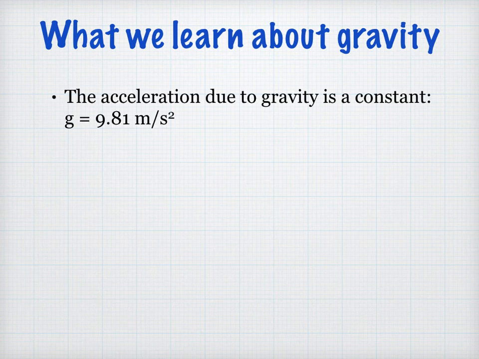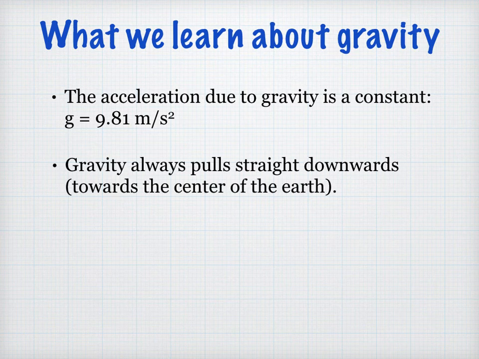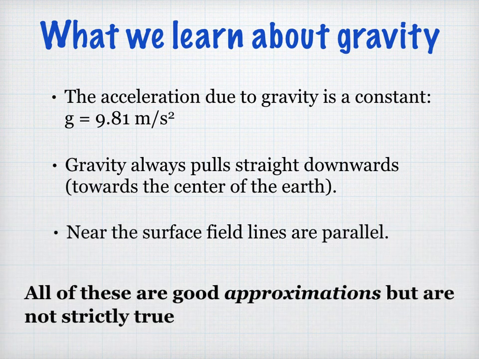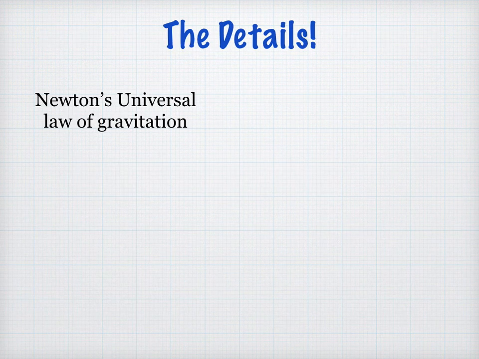So we learned that the acceleration due to gravity here on Earth is a constant 9.81 meters per second squared. We learned that gravity pulls straight downwards towards the center of the Earth, and we also learned that near the surface the field lines are basically parallel. While all of these are good approximations, none of them are strictly true. So let's get on to the details about this.